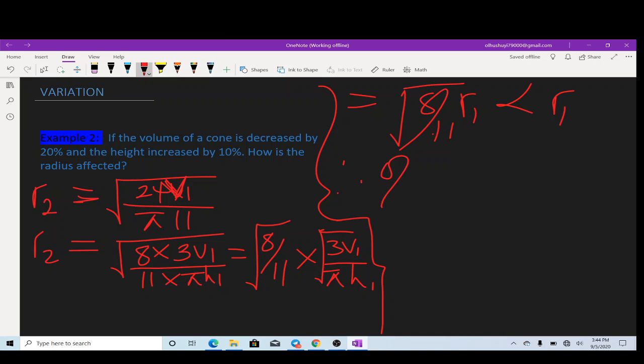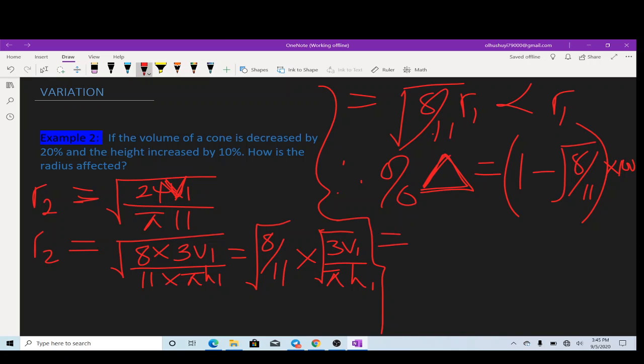Therefore, the percentage change permits me to write my change in this form. Percentage change equals open bracket 1 minus the square root of 8 over 11, times 100. And that can be equal to what? 0.147 times 100. And what would that give us? That will give us 15%. Check your calculator. Approximately 15%, because that will give us 14.7.